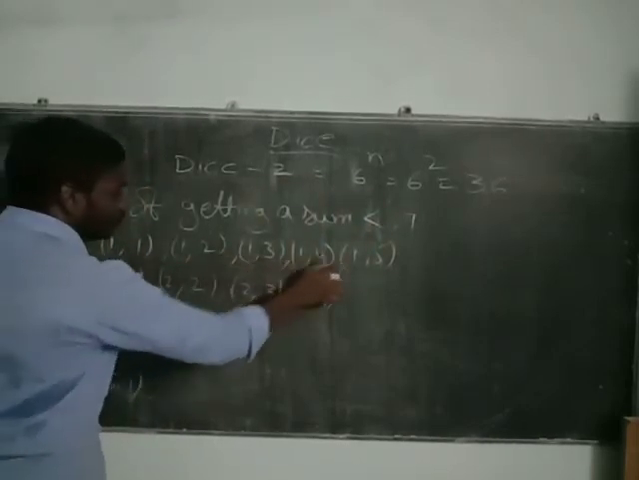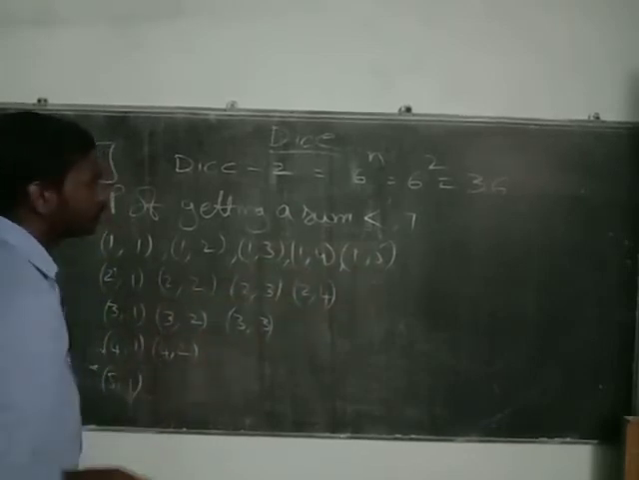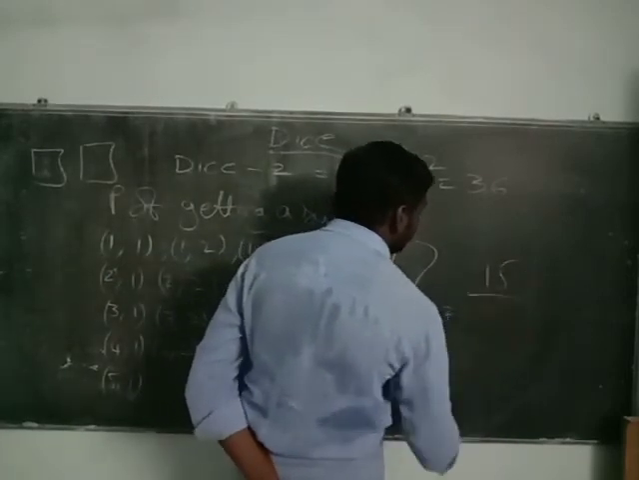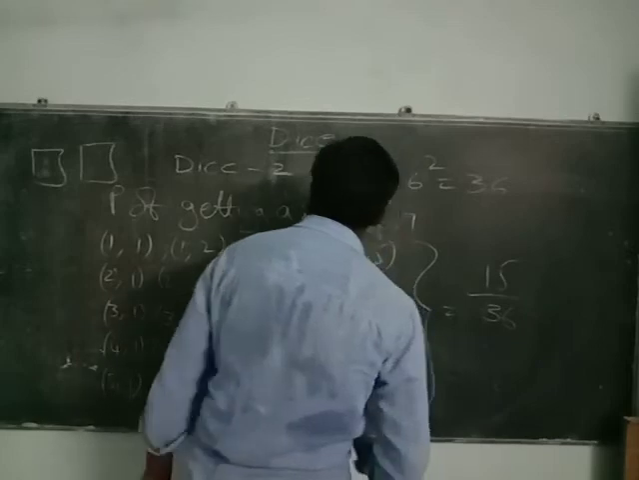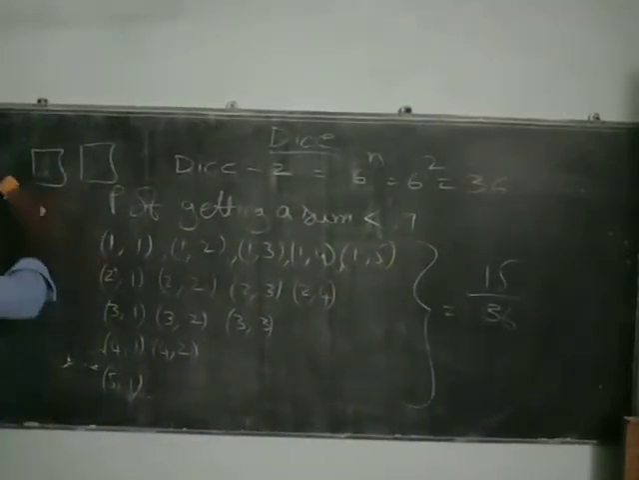1, 2, 3, 4, 5, 6, 7, 8, 9, 10, 11, 12, 13, 14, 15. So the total number of favourable outcomes is 15 out of 36. So the probability of getting a number which is less than 7 is 15 by 36.